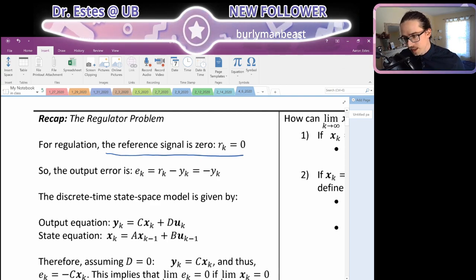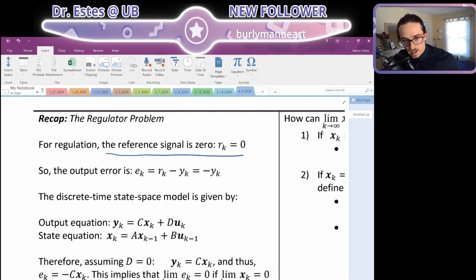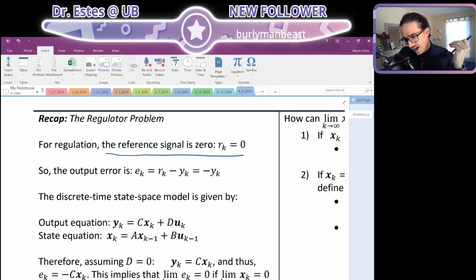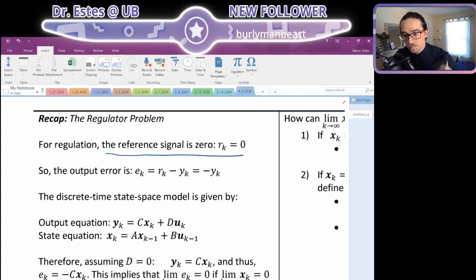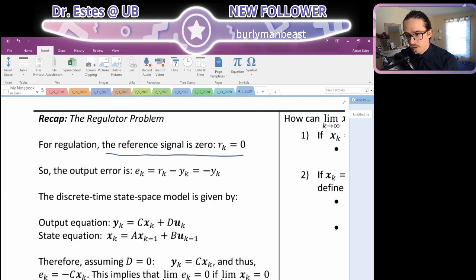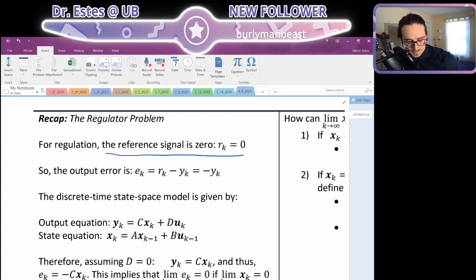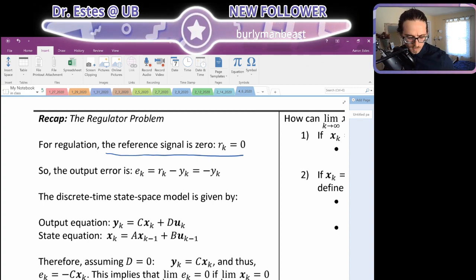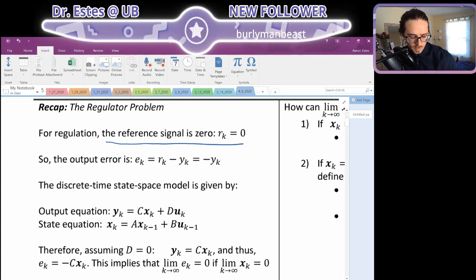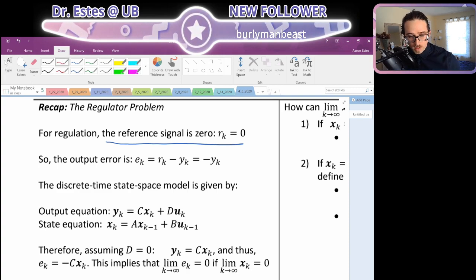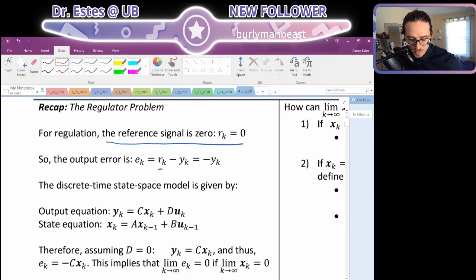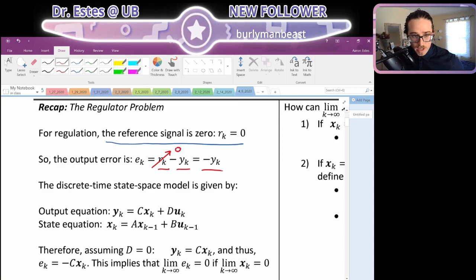I showed you some examples of regulator problems at the beginning of last class. I think a perfect example is when you're trying to balance something, and there are a lot of examples of balancing robots. I think they're really cool. So if your reference is just 0, the output error, the difference between your reference and your measured output, is just minus y of k.